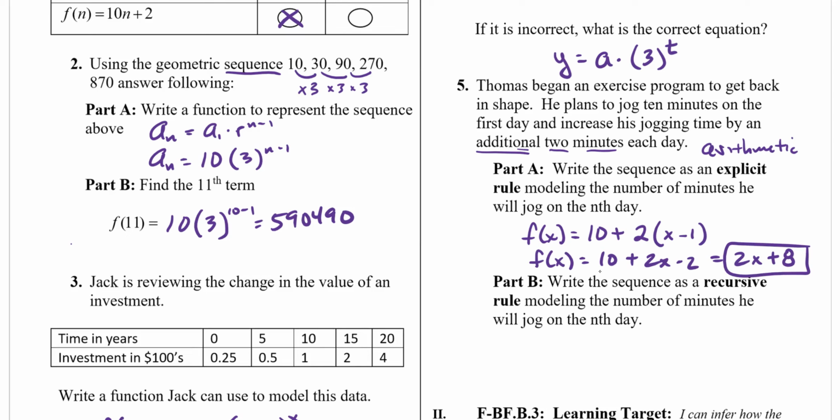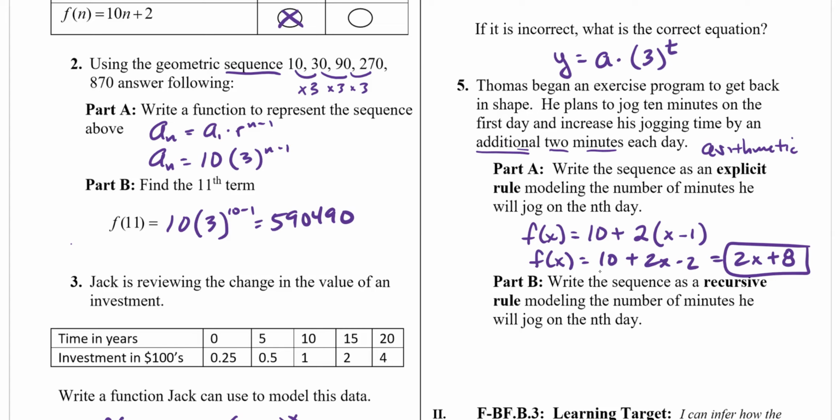So even if we plug in any day after the first, like the first day, he plugs in 2 times 1, which is 2, plus 8 is 10, so that's his 10 minutes. And then the second day we know should be 12: 2 times 2 is 4, 4 plus 8 gives us 12. Part B, write a recursive rule.